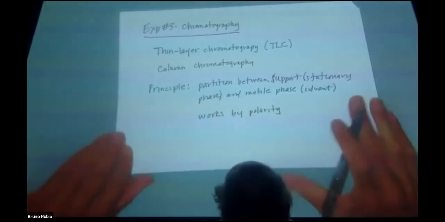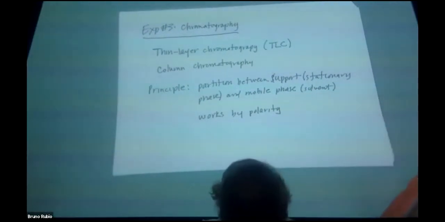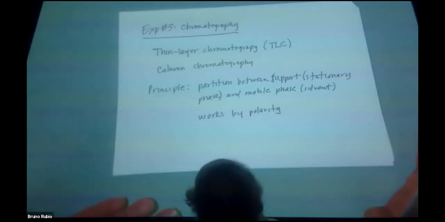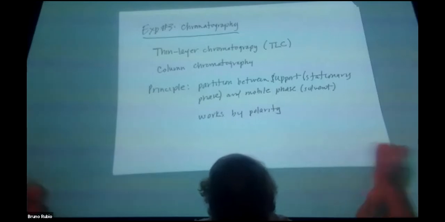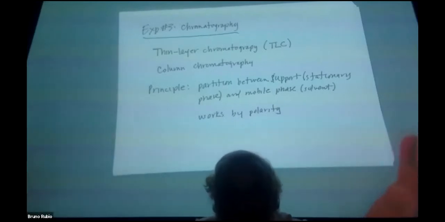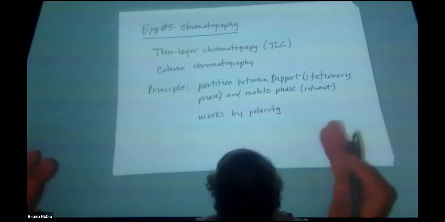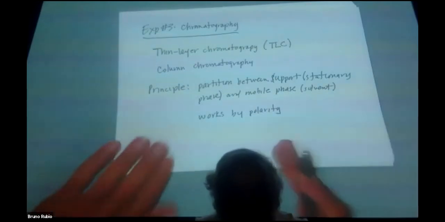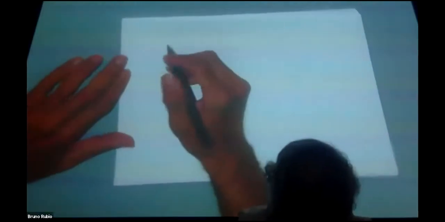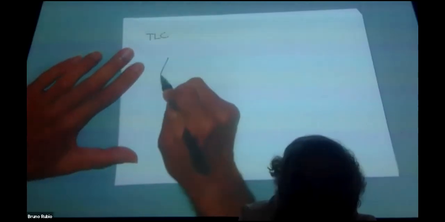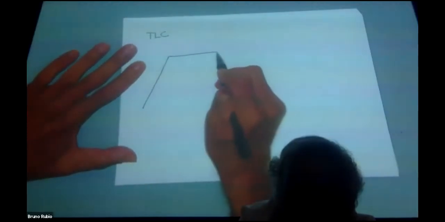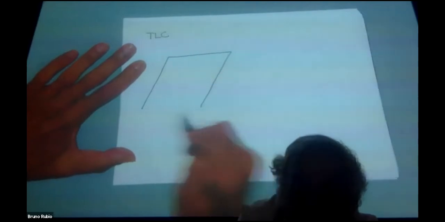Okay, so you remember polarity from Gen Chem. Polarity is an imbalance of electrical charge that a molecule exhibits when atoms of different electronegativity get together. So what is happening here would be something like this. In TLC, in thin layer chromatography, you have a plate.